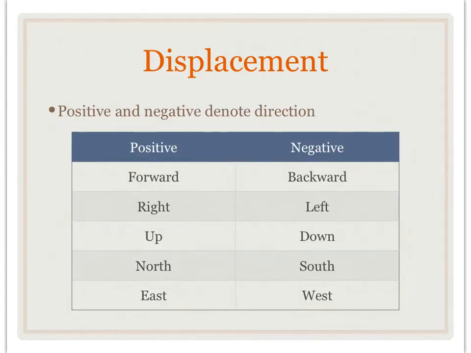Okay, so these are some directional words that we can use to denote whether it's a positive or negative displacement. Some positive words would be forward, right, up, north, or east. Negative words then would be backward, left, down, south, or west. And so these will help us to determine whether or not we have a positive or a negative displacement after we calculate it using the equation on the previous slide.